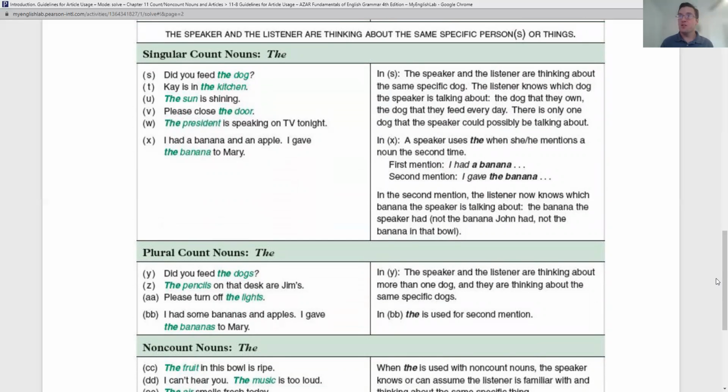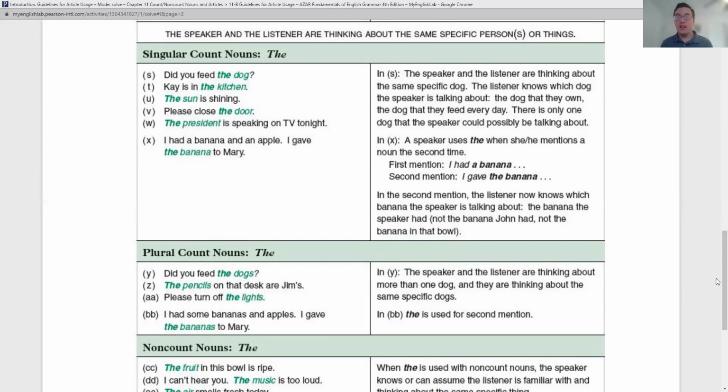Okay. So let's look at the following examples with "the." Did you feed the dog? Okay, not any dog, not a dog or some dogs, but the dog, our dog, right? Did you feed the dog that lives in our house? That's our pet. Did you feed the dog? Milk is in the kitchen. There's usually only one kitchen in a house, so it's the kitchen. It's our kitchen in our house.